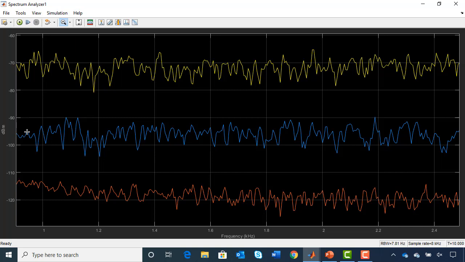So that should be on the order of maybe about minus 118, minus 120. So that's consistent. So we're seeing in the frequency domain as well consistent results on the order of 6 dB per bit. Okay.